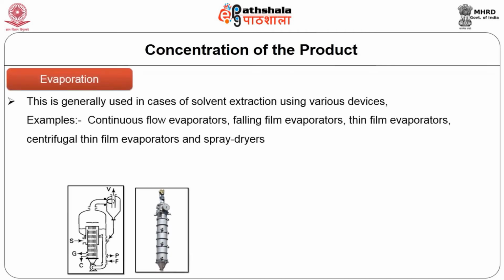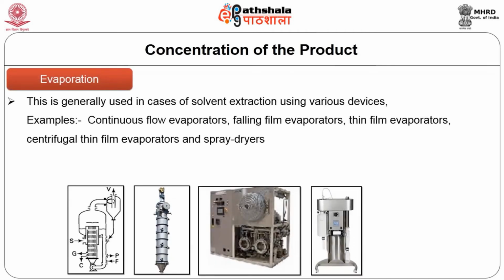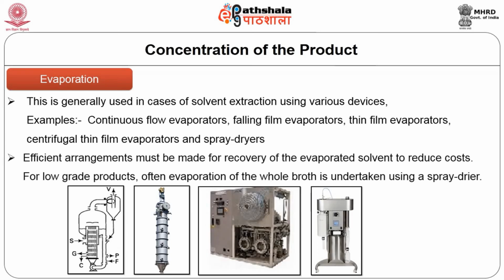Evaporation is generally used in cases of solvent extraction using various devices. Examples are continuous flow evaporators, falling film evaporators, thin film evaporators, centrifugal thin film evaporators and spray dryers. Efficient arrangements must be made for recovery of the evaporated solvent to reduce costs. For low-grade products, often evaporation of the whole broth is undertaken using a spray dryer.